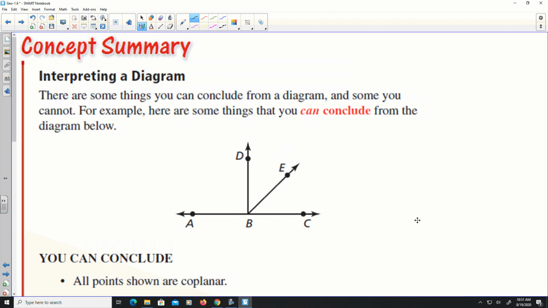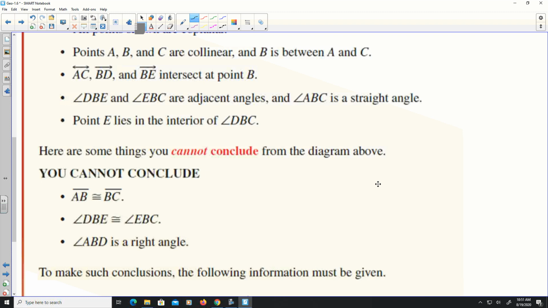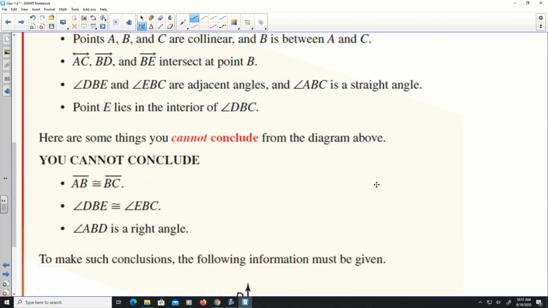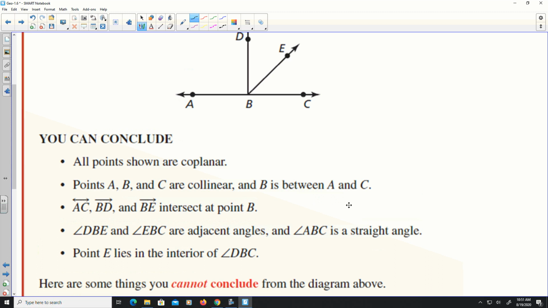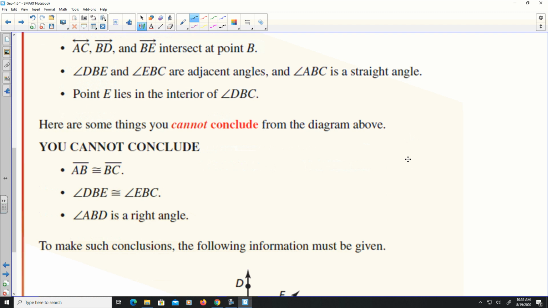Are there other things that you can conclude? Maybe. But what they're trying to say is you can only conclude things that are shown to you. Like, is DBC a right angle? Right now, we don't know. We can't conclude that. So some things that you cannot conclude is they're saying that AB is congruent to BC. Could it be? Sure, it could be, but they don't tell you that. So a lot of things that we're going to get into further in other chapters is, maybe we have to prove those things, but you can't make assumptions. The problem is you just can't make assumptions.